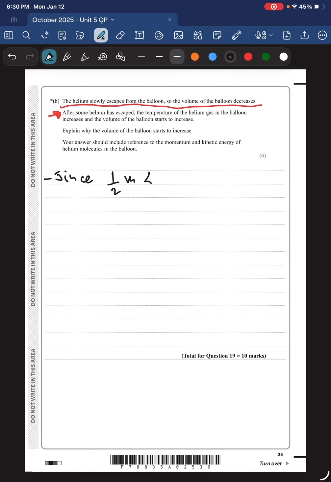So since 1/2 m times the mean square velocity of molecules is 3/2 kT, if the temperature increases, the velocity increases, and the kinetic energy increases, right? And the kinetic energy increases for the molecules. Okay, let's write it like that.